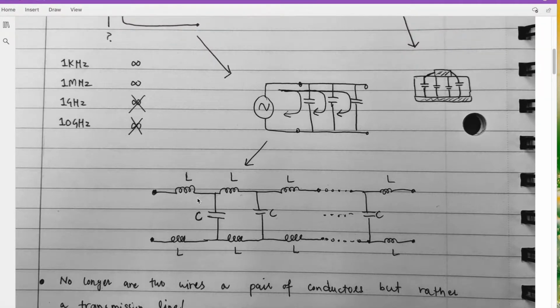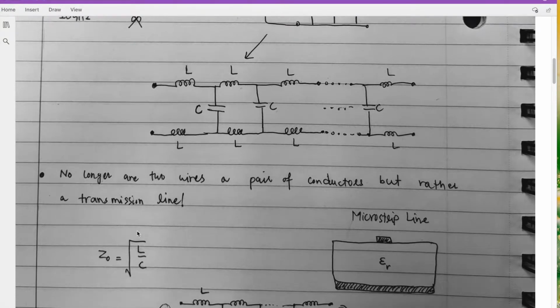Now, what determines the current flowing through these wires, or what determines their characteristic impedance? Well, these L's and C's do. For example, if you increase the value of this capacitor, the reactance goes down and the current increases, which means the characteristic impedance of this line decreased. Similarly, if you increase the inductors, their reactance increases, which means the current reduced and the characteristic impedance increases. This is what is told to us by this expression, which states that the characteristic impedance of a transmission line equals square root of L by C.